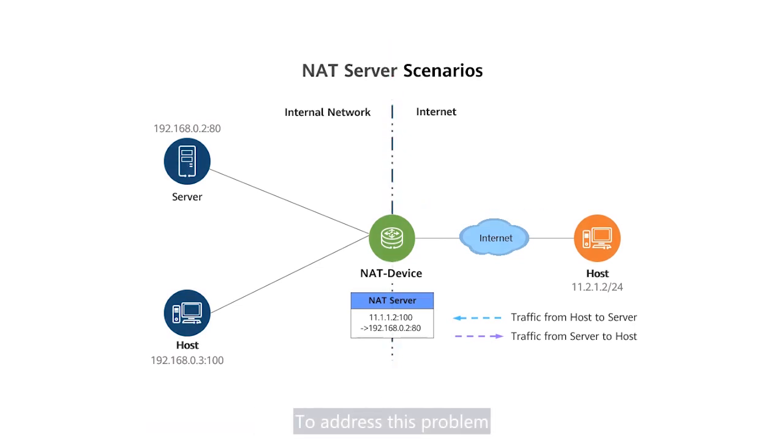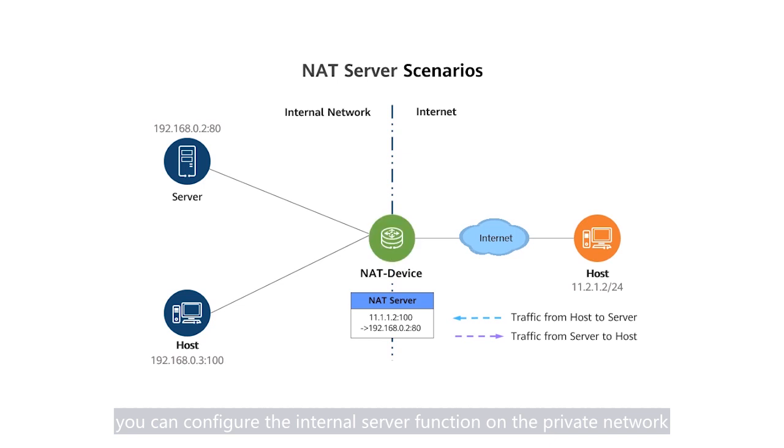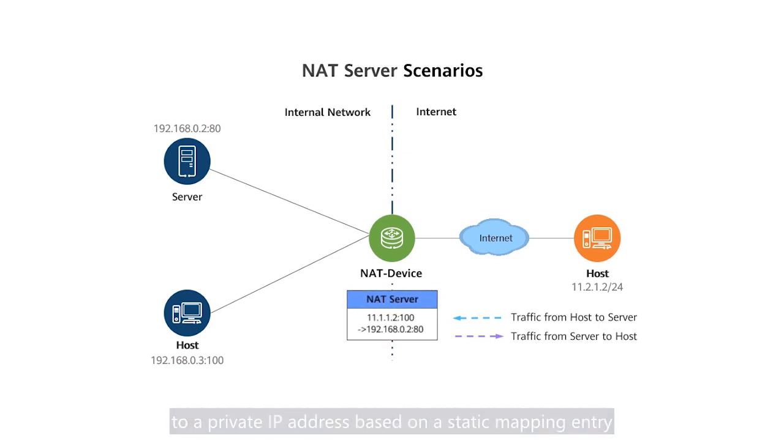To address this problem, you can configure the internal server function on the private network. This function enables a NAT device to translate a public IP address to a private IP address based on a static mapping entry. The entry can map a private IP address to a public IP address or a private IP address and port number to a public IP address and port number.